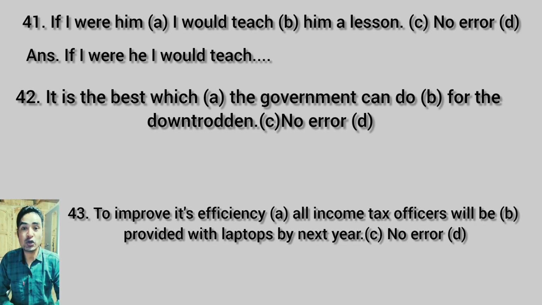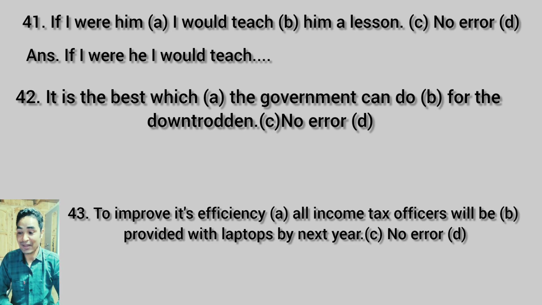And third, "that" is used when two antecedents are given, one a human being and another a non-human being. And fourth, when the sentence starts with interrogative words. In this case we use "that." I hope you know about it. I explained each and everything thoroughly in the video on the relative pronoun "that," when we use "that" as a relative pronoun.